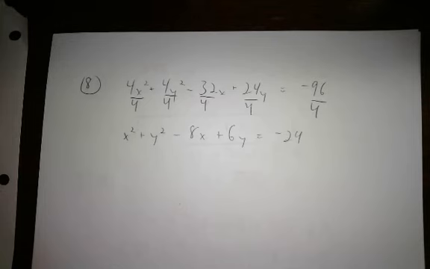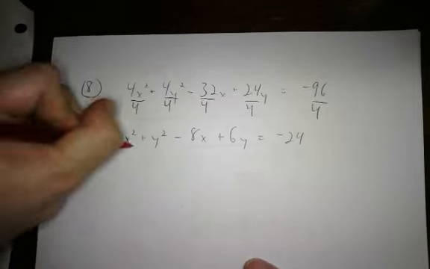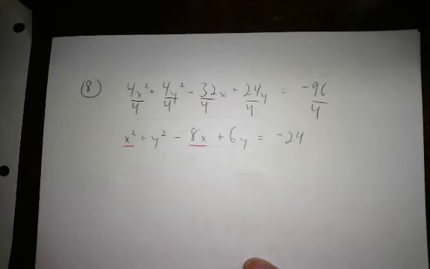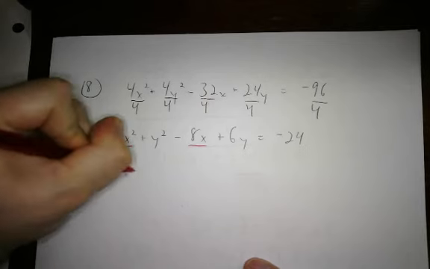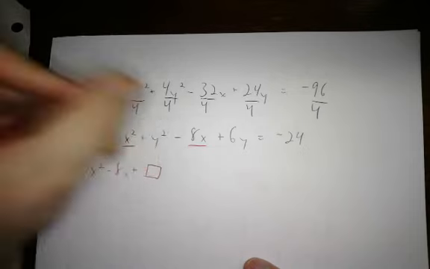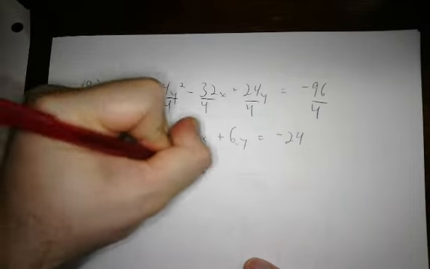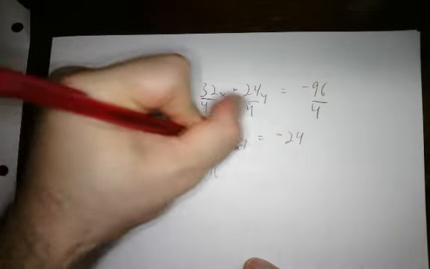Okay, now I'm going to figure out where the boxes go, reorder the terms, and get it set up to complete the square. So to do that, I have to get my x squared term and -8x together. So x squared minus 8x, my x terms. I'm going to open up a box. I'm going to do the same thing with my y terms, y squared plus 6y.